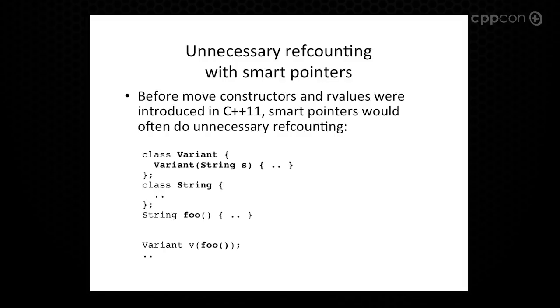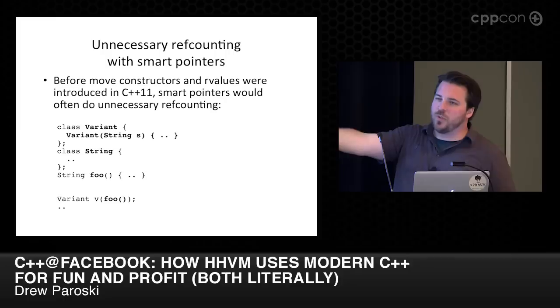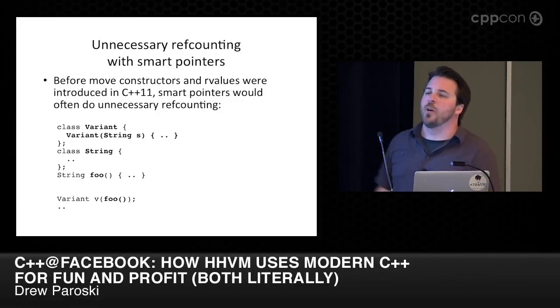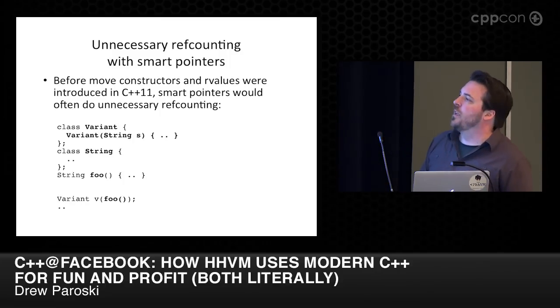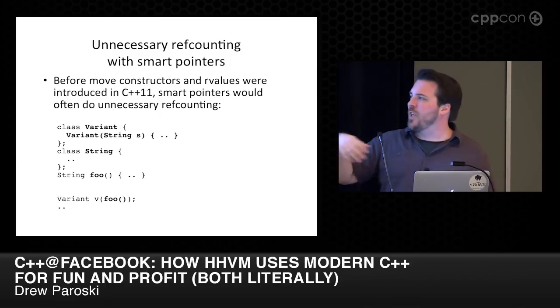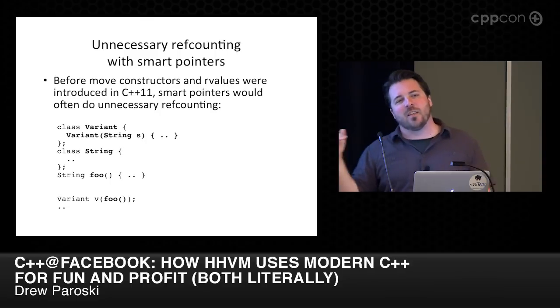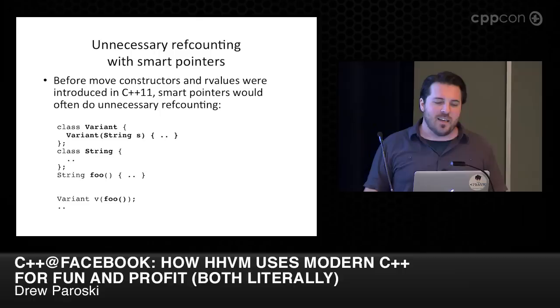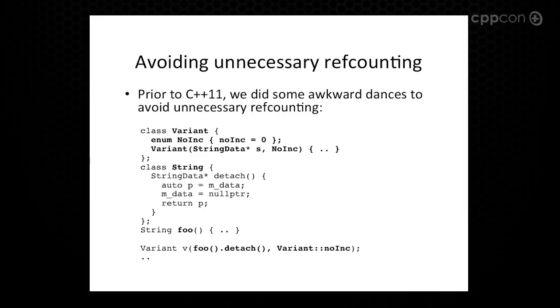Another thing, before C++11 with the move constructors and R-value references, we'd run into these situations with smart pointers, which would just do unnecessary ref counting. In this example, both variant and string are two different kinds of smart pointers. Variant can deal with all the different types. String, you're pointing at a string data. So let's say you had foo, it happens to return a string, but then you want to store it in a variant. That's going to do an unnecessary increment and then decrement on the ref count. And again, it matters to us. We were trying to squeeze out every last little bit of performance. So it matters to avoid unnecessary ref counting.